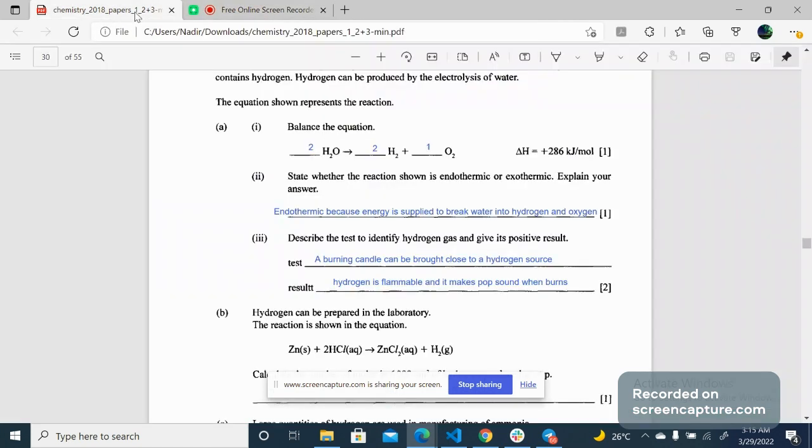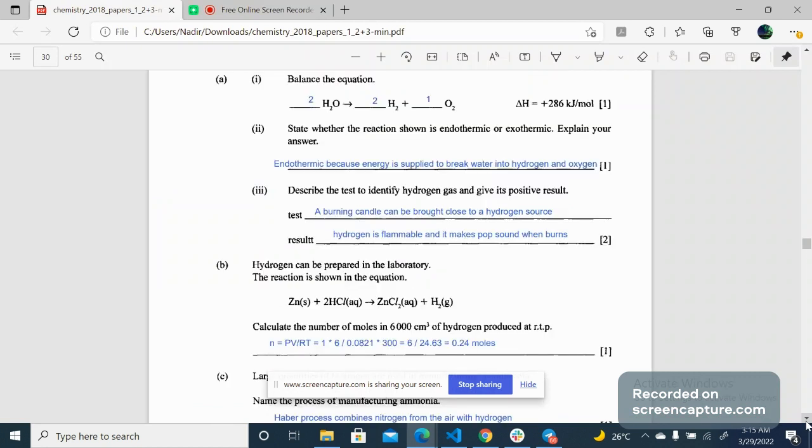Now we will move towards part B, and we say that hydrogen can be prepared in the laboratory, and this is a laboratory equation for the preparation of hydrogen. As we can see here, one of the products is hydrogen gas.